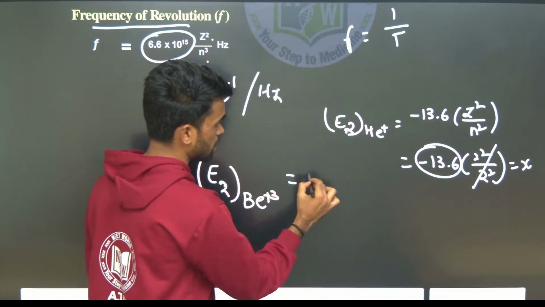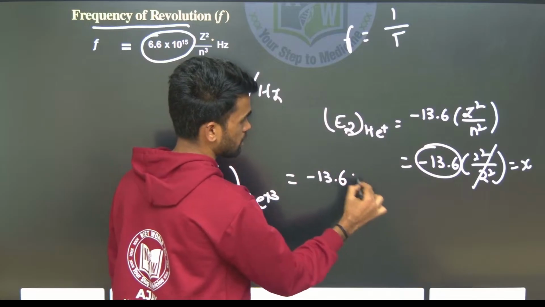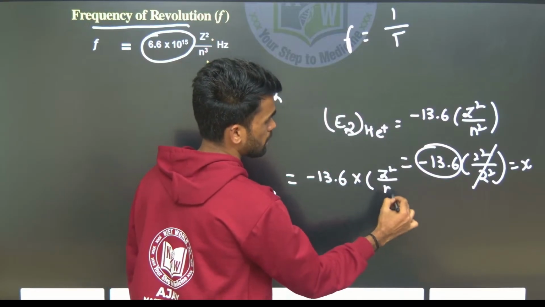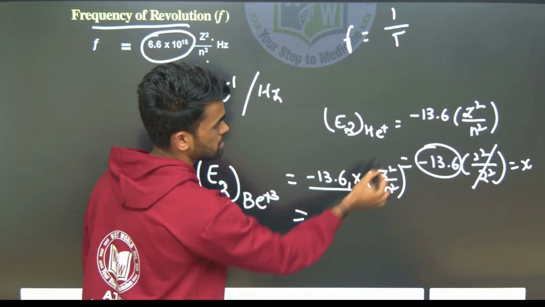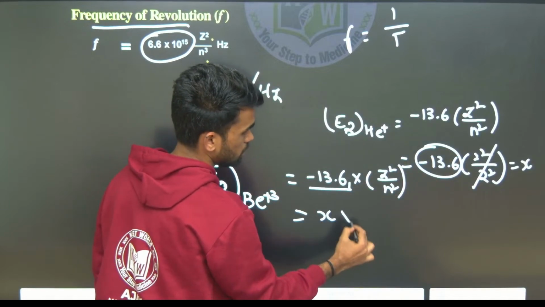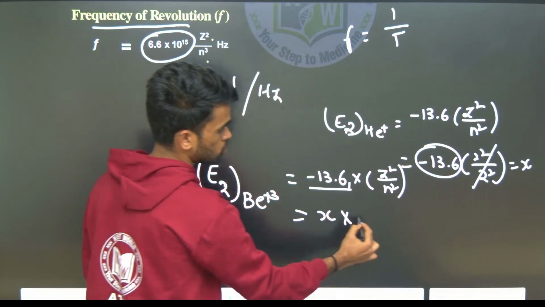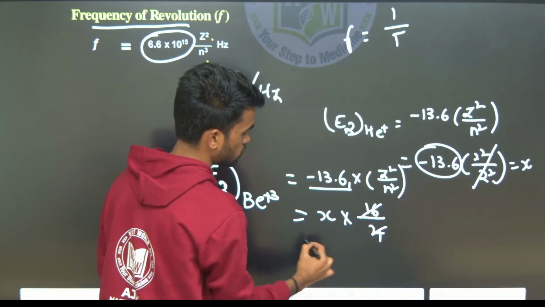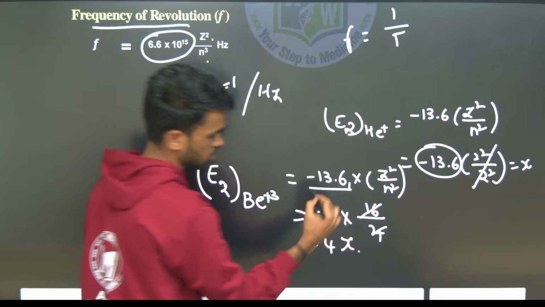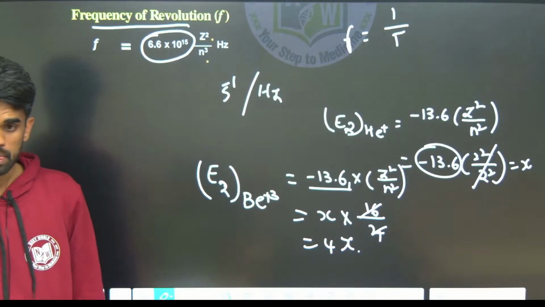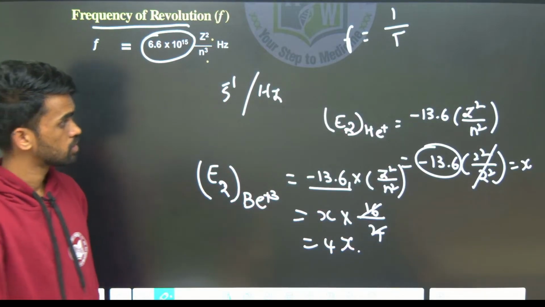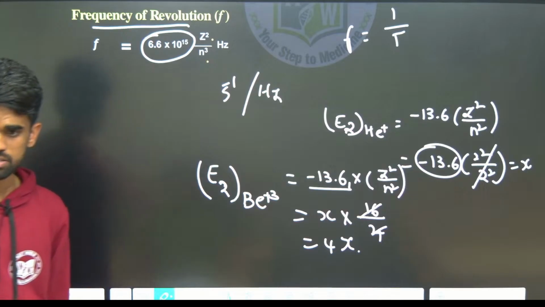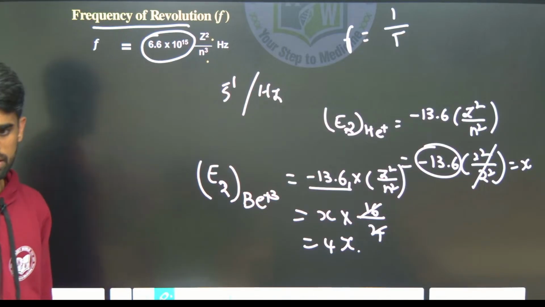So here also I can write minus 13.6 into z square by n square. Minus 13.6 is nothing but x, into beryllium 4 square, which is 16, and here 2 square, which is 4. So the answer is 4x. Or we can cancel the n's in both equations and take just the ratio of z square. Like that also you can take.